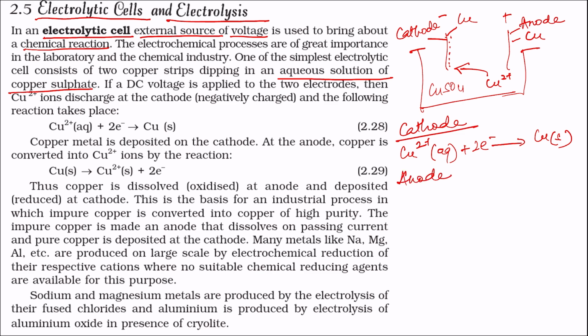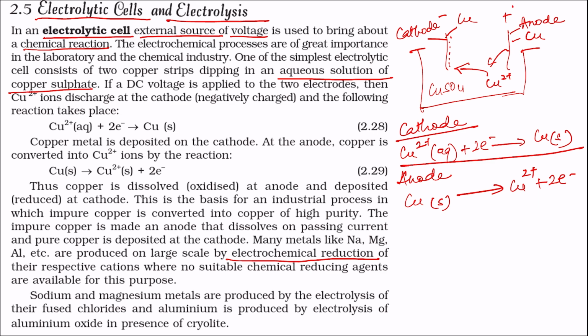At the anode, the copper atoms from the anode go into the solution as Cu2+ ions. That is, solid copper loses 2 electrons and changes into Cu2+ ions. So the overall reaction taking place here is that copper from the anode is getting deposited at the cathode. This reaction, Cu2+ accepting 2 electrons and changing into solid copper, is also known as electrochemical reduction. The overall process is copper from the anode getting deposited at the cathode.